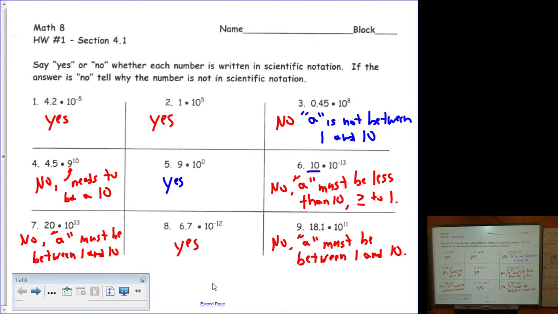All right, here are the answers for Chapter 4, homework number 1. Check them out.